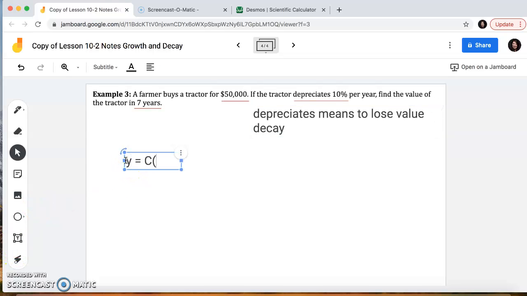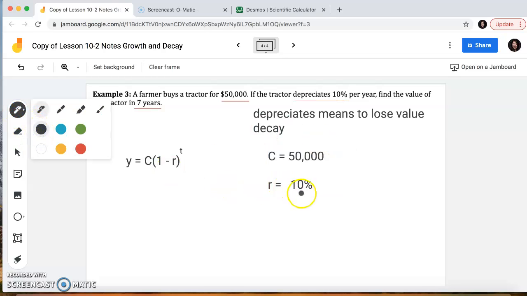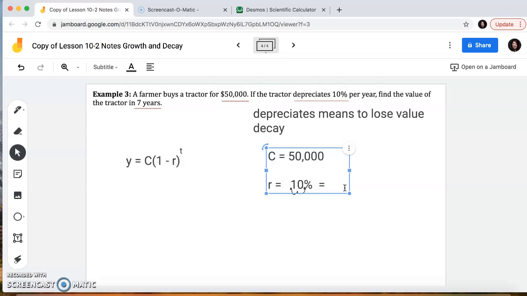So let's have our original equation. If we're decaying, we're going to be subtracting. And so here we are going to have C equals, our original amount is $50,000. Our rate is 10%, but we know we need to change that to a decimal. If you don't see a decimal, it means it's at the very end. So the decimal's at the end of the 10, and we're going to bring it over 2 points to the left. So now our new rate is 0.10, or just 0.1.